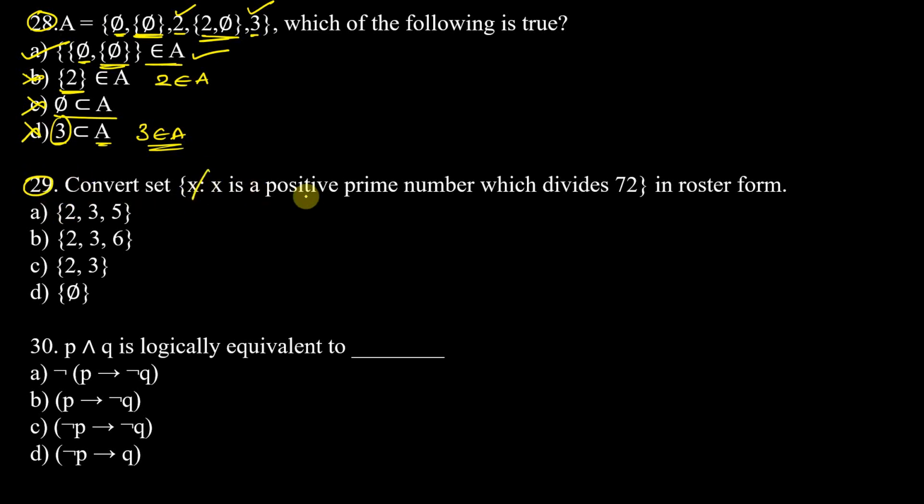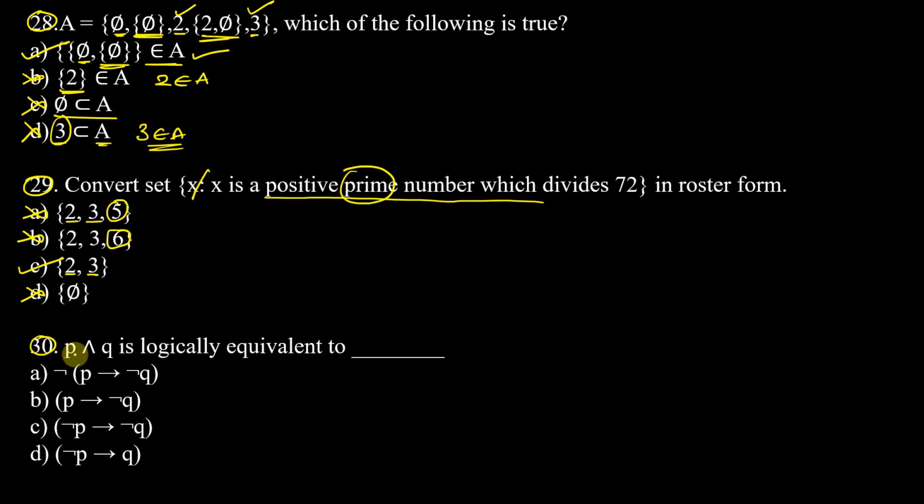Question 29. Convert the set {x such that x is a positive prime number which divides 72} to roster form. Now, we'll go ahead with the options. 2 can divide 72. 3 divides 72, but 5 does not divide 72. So it is wrong. Option B is directly wrong because 6 is not a prime number. And C: 2 can divide 72, 2 into 36 is 72, and 3 into 24 is 72. 2 and 3 are the positive prime numbers that can divide 72. So the answer is option C. And option D is wrong because option D says empty set.